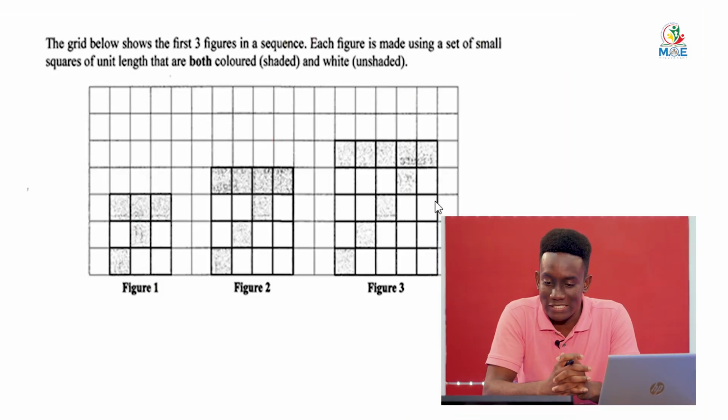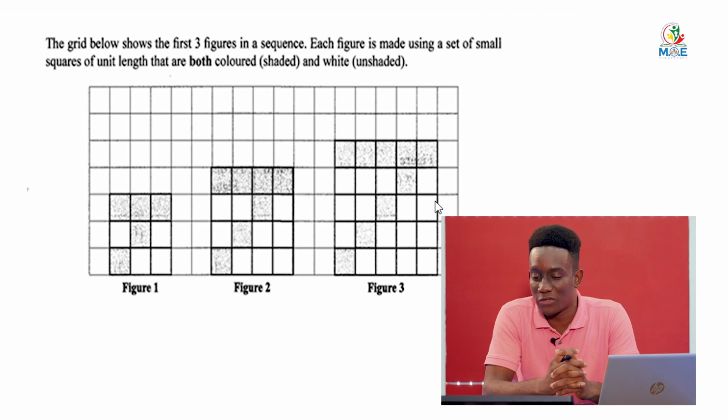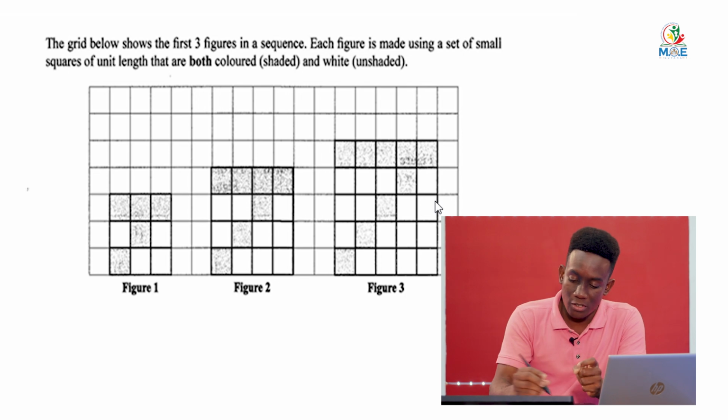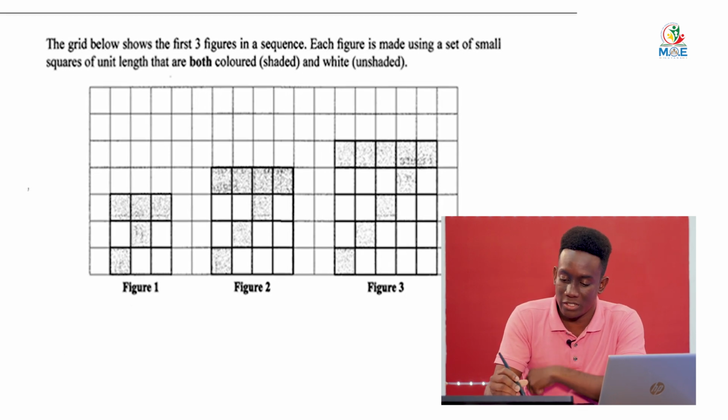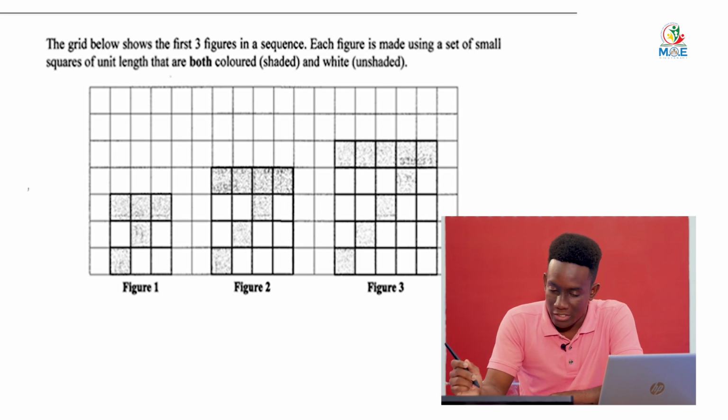The question says, the grid below shows three figures in a sequence. Each figure is made up using a small set of squares of unit length that are both colored, shaded, and white, unshaded. So we have figure 1, figure 2, and figure 3. The shaded part is barely showing because of the copy, but nevertheless we can still see it.